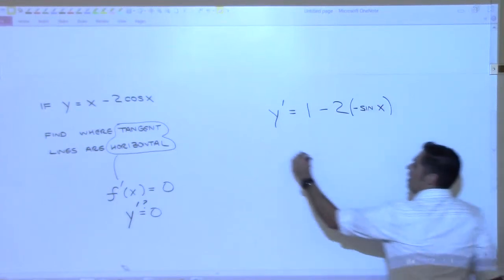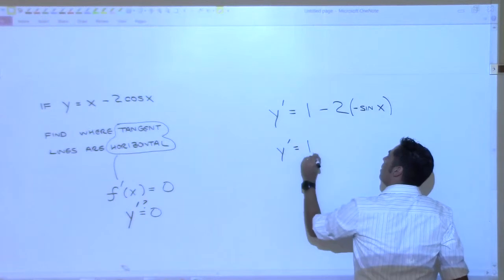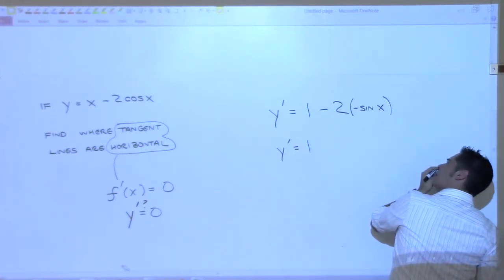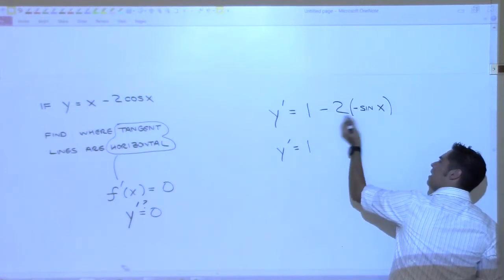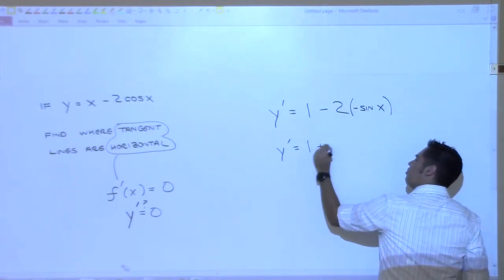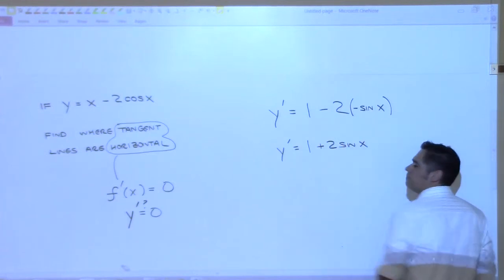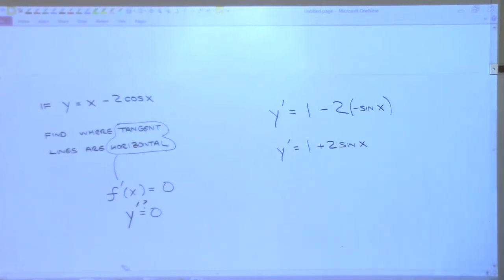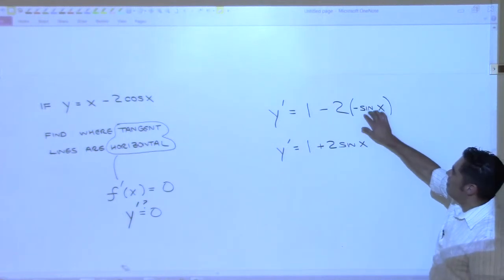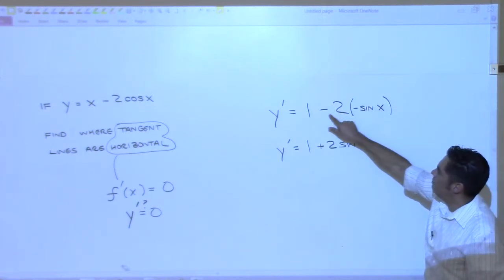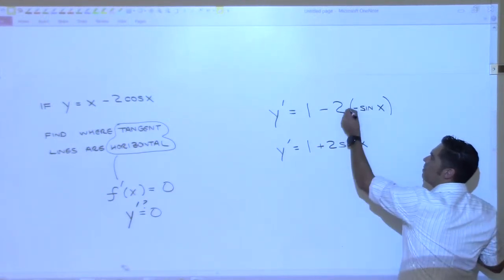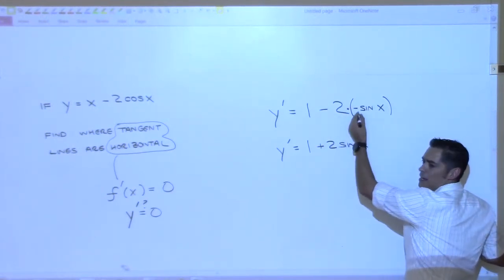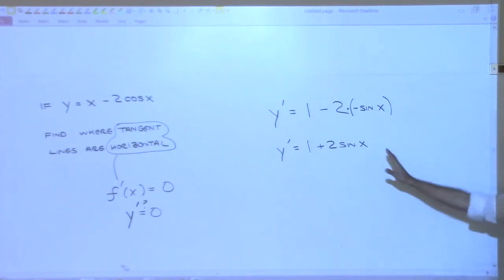So we have y prime equals 1, what? So we have minus, but then this is going to be negative, right? So won't it be plus 2 sine x? Yeah. Because imagine this was like negative x, right? Then it would be minus negative 2x, which would be plus 2x. So the important thing is there's multiplication. So you're taking a negative times a negative, which would be plus. Y'all okay with that?